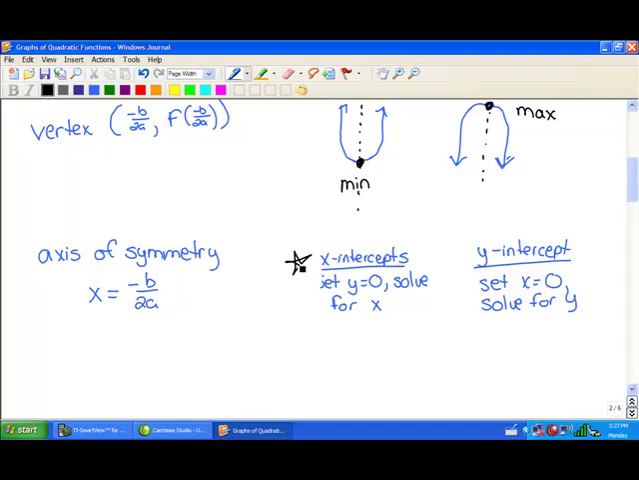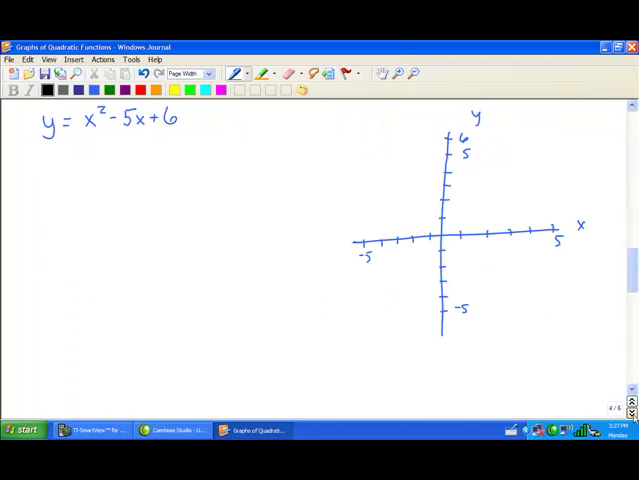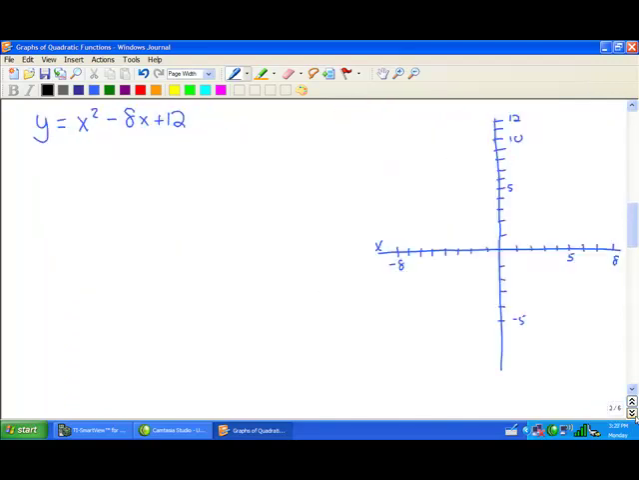Remember, for x-intercepts from elementary algebra, set y equal to 0 and solve for x. And for the y-intercept, you're going to set x equal to 0 and solve for y. Let's actually look at an example. Our first example will be y equals x squared minus 8x plus 12. Notice your a is 1, your b is negative 8, and your c is positive 12.